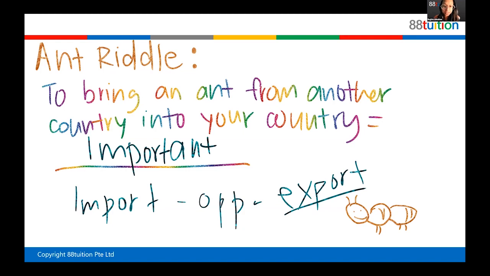And of course, there's an "and" at the back because it's a riddle. So "important" is the answer. It's not pronounced as "important". It's not "important", okay? This word is "important", okay? So yes, that is a riddle for today.